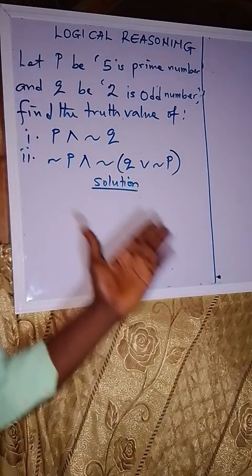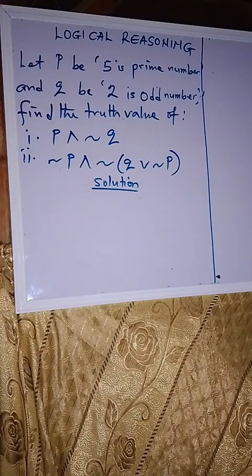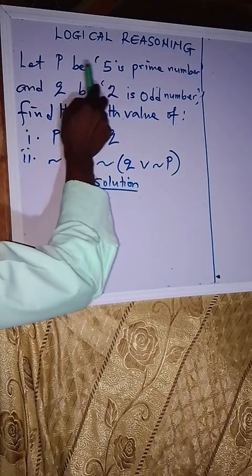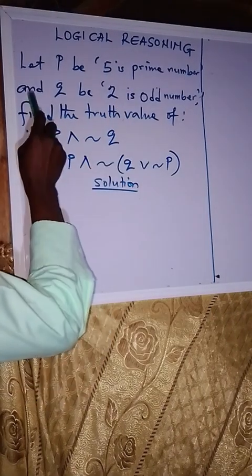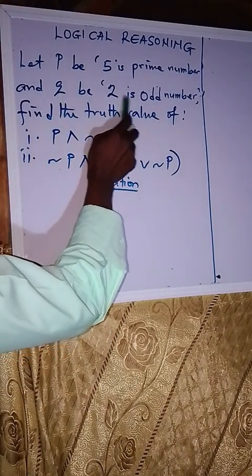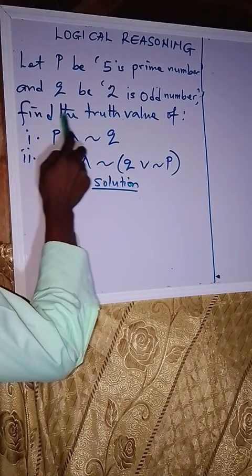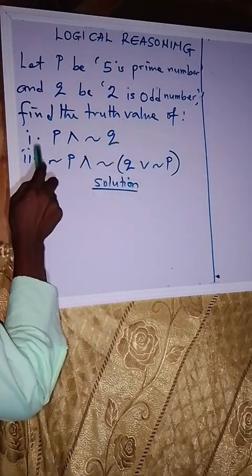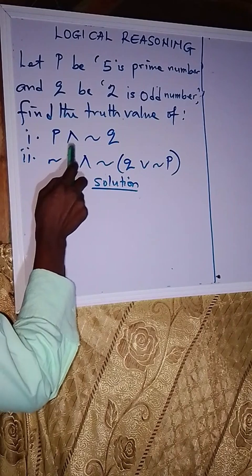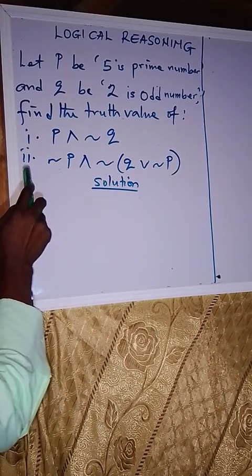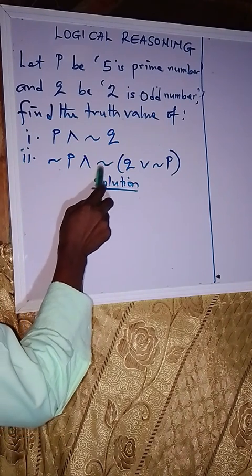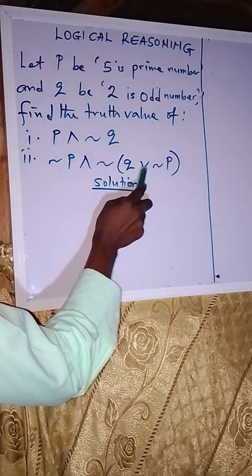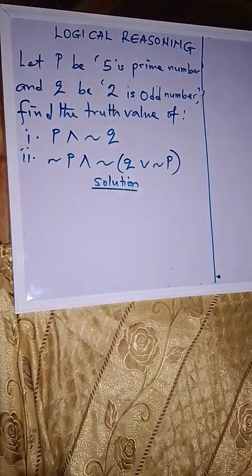Now, another question under logical reasoning. Let P be "5 is a prime number" and Q be "2 is an odd number." Find the truth value of 1. P and negation of Q. 2. Negation of (P and negation of Q, or negation of P).